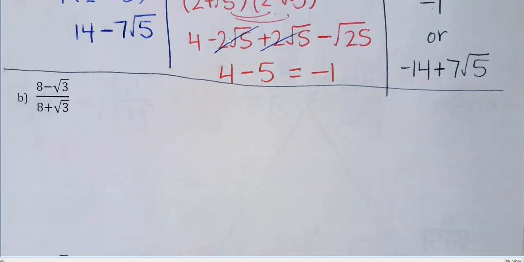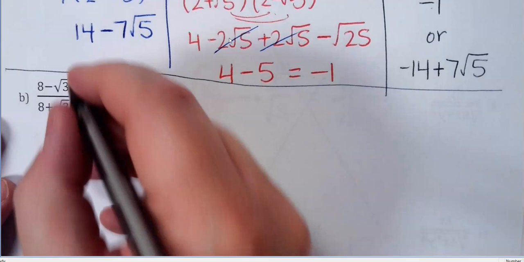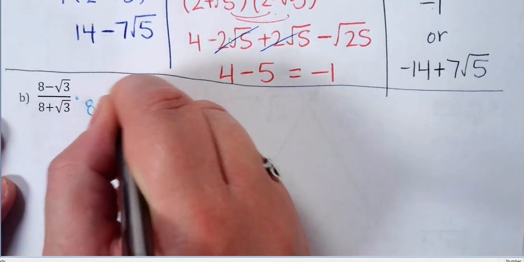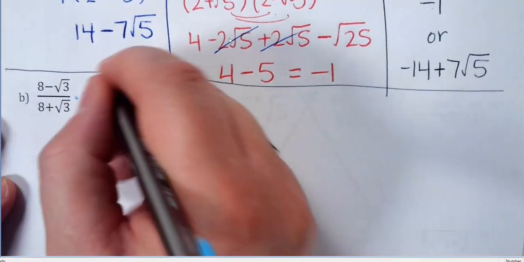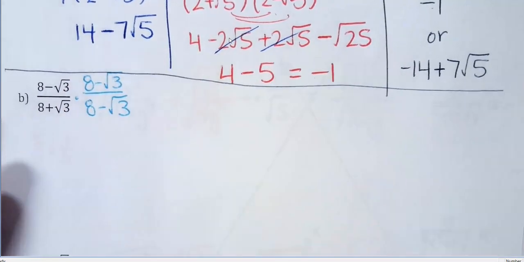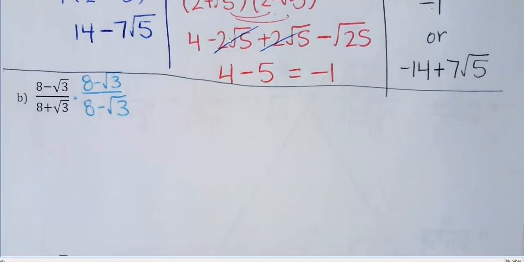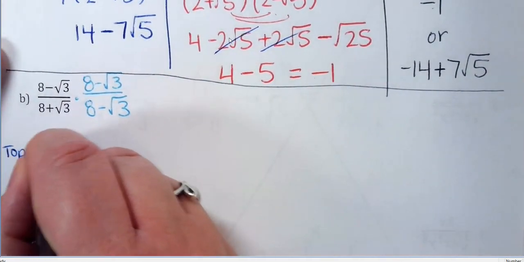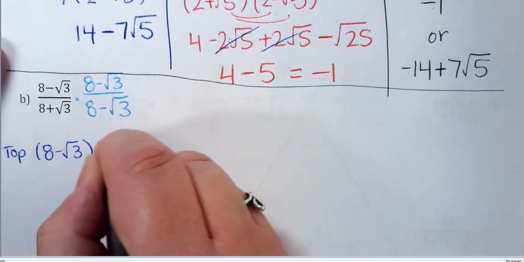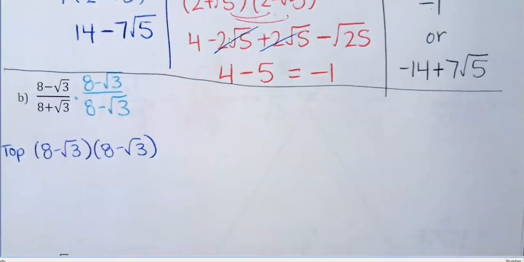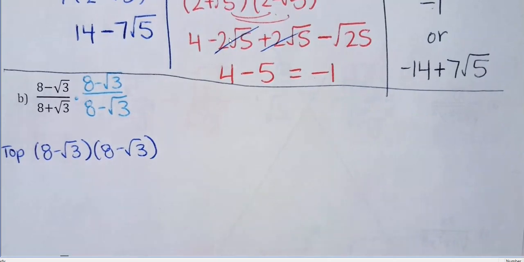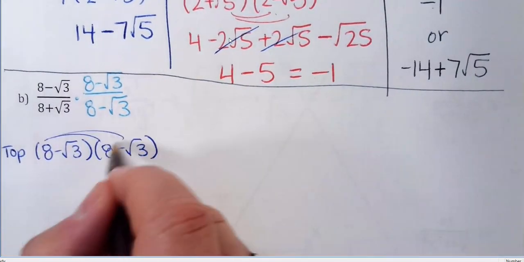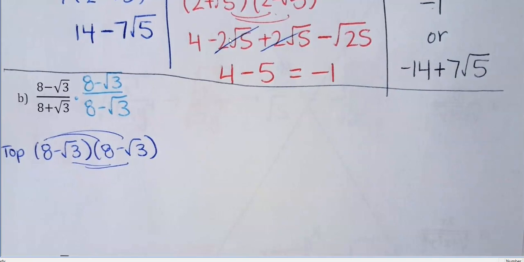Exactly. Okay, now this problem's kind of weird. So the conjugate of the bottom is actually what is in the numerator, but you guys will see it's only going to cancel the radicals on the bottom. You will have a radical in the top. So the top of the fraction there, you're going to do 8 minus the square root of 3, 8 minus the square root of 3. Just a FOIL. If you like a box, you want to draw a box, do a box. All right, write this out though, because these are not conjugates. These are actually exactly the same thing.